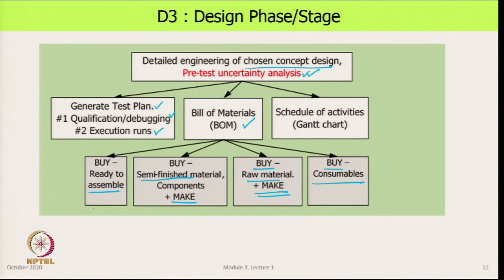And say for instance, ready to assemble, this may include a PC, some instruments, semi finished material, this could be say pieces of wood which we will cut and shape and put together, or pipes and tubes, things like that. So, this is an important thing that came out of this exercise, the bill of materials, and all of this is also a very good indicator of what the thing will cost.